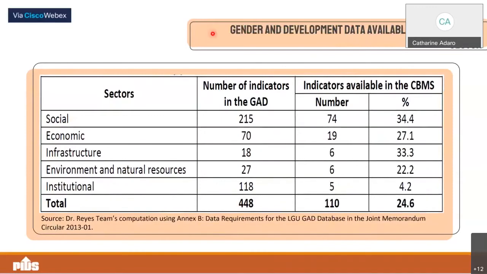The LGU GAD database, as stipulated in the JMC or Joint Memo Circular for the Guidelines on the Localization of the Magna Carta of Women, is established and maintained to serve as basis for gender-responsive planning, programming, and policy formulation. The JMC also states that the sex disaggregated data and results of the CBMS may form part of the GAD database. Similar with the CDP, the GAD database also integrates the five development sectors in their list of indicators. The database further requires LGUs to disaggregate their data by sex. So a large portion of data needed in the GAD database is concentrated in the social development sector. In this case, CBMS is able to provide a third of the data requirement. Likewise, the CBMS data can also satisfy one-third of the data needs for GAD indicators in the infrastructure sector. Next slide, please.